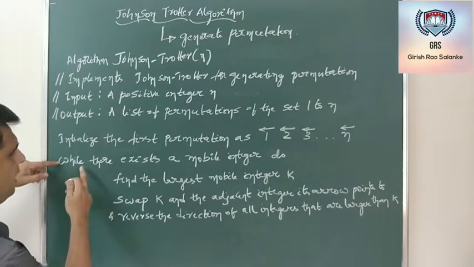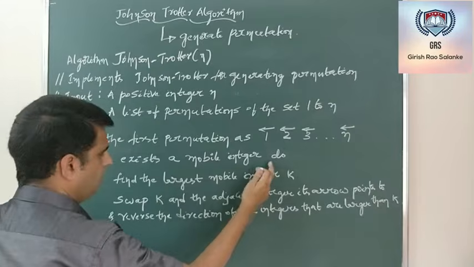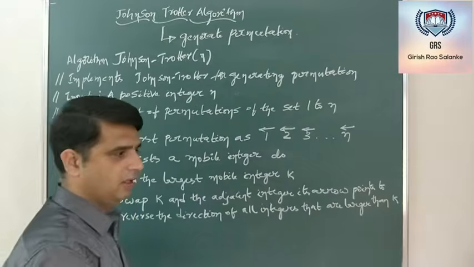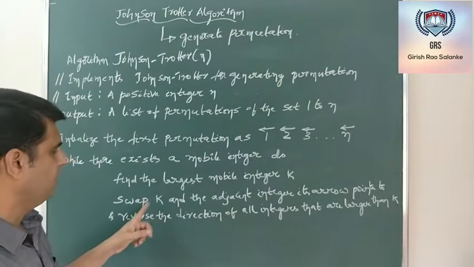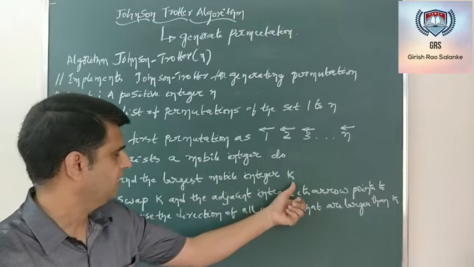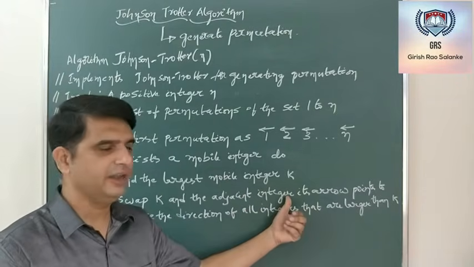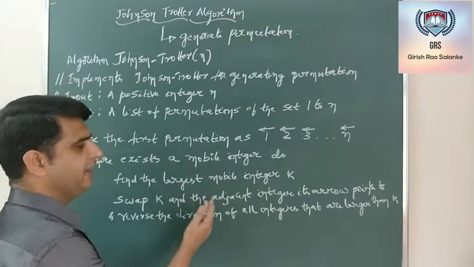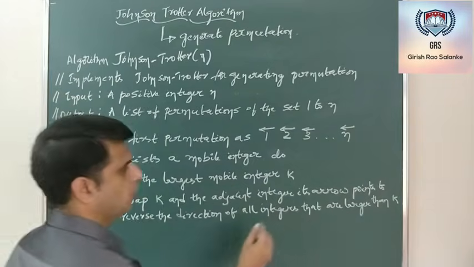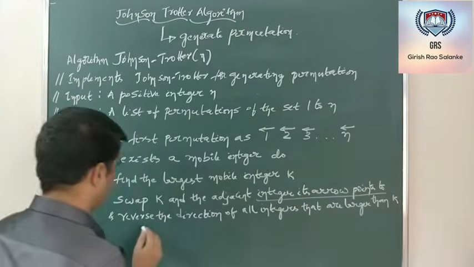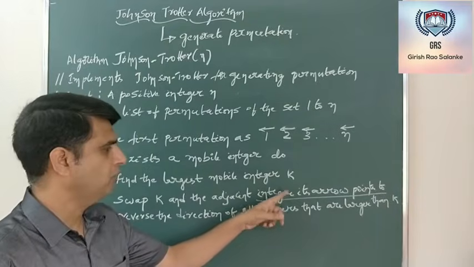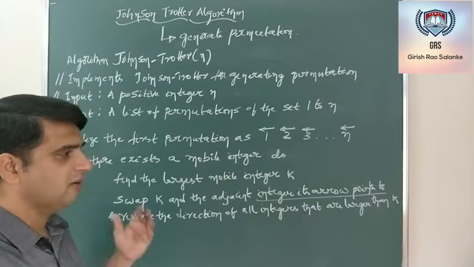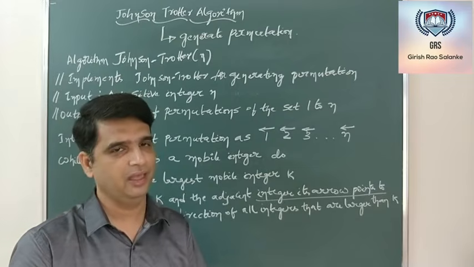In the second step, while there exists a mobile integer, we need to find the largest mobile integer in the current permutation. Once you find that largest mobile integer, which I am calling k, you should swap k and the adjacent integer its arrow points to. Note that this is very important: it is the integer its arrow points to. After swapping k and the adjacent integer its arrow points to, you are supposed to reverse the direction of all the integers which are greater than k.